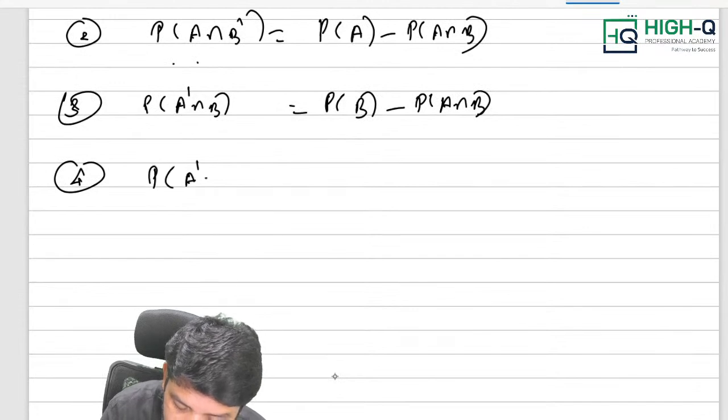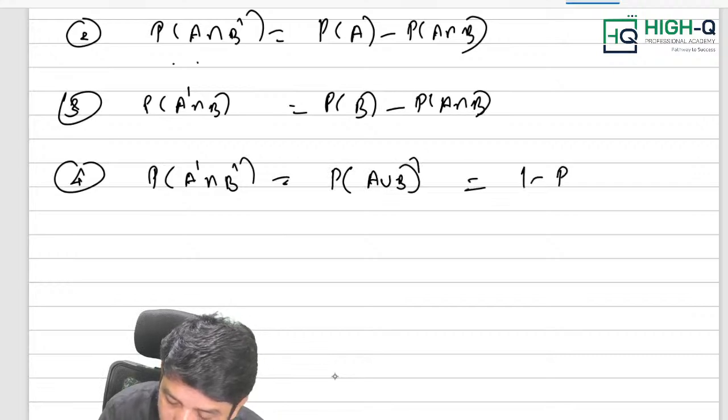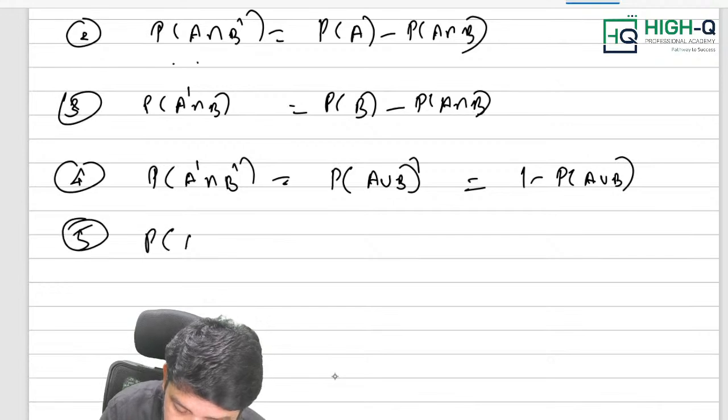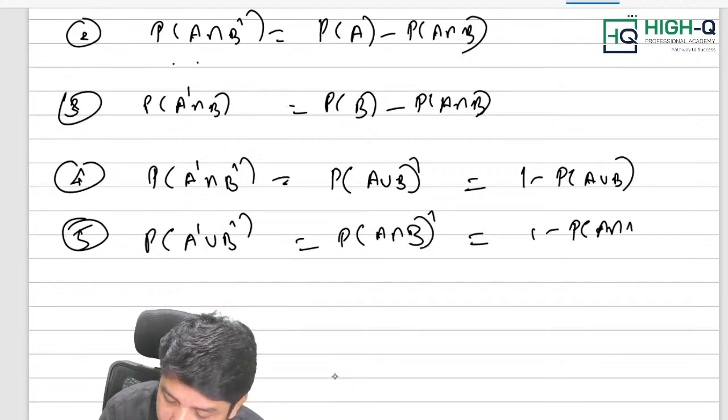What is P of A dash intersection B dash? Which is nothing but P of A union B the whole dash, which is nothing but 1 minus P of A union B. Next, P of A dash union B dash is equal to what? P of A intersection B the whole dash is equal to 1 minus P of A intersection B.